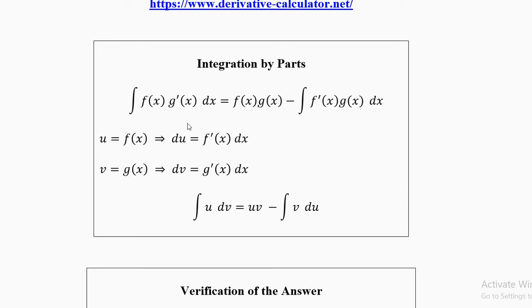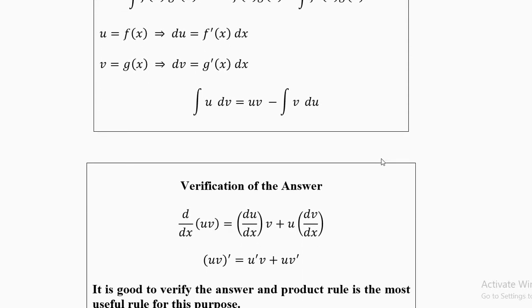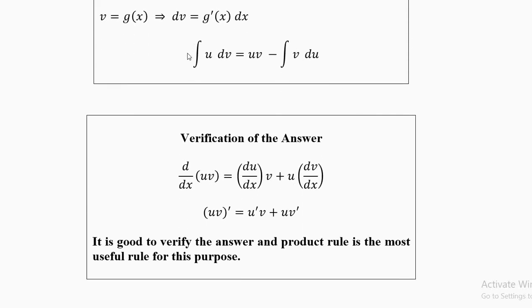And we shall practice to see how to decide which is f and which is g prime. It's not difficult, we can do it. And after we get the final answer, we have to use the product rule, differentiate it and check the answer. And for your reminder, here is the product rule from Calculus 1.